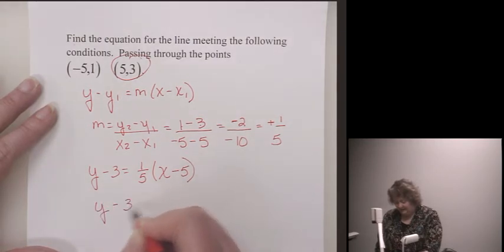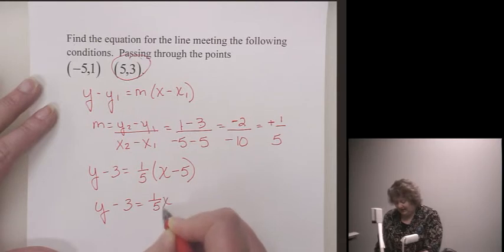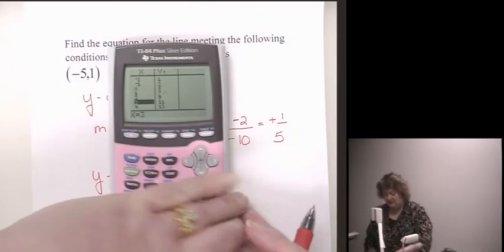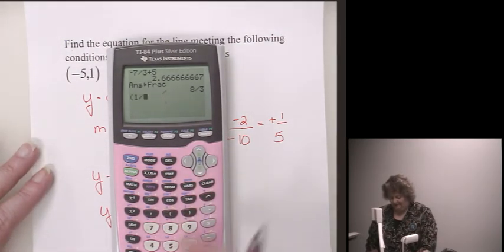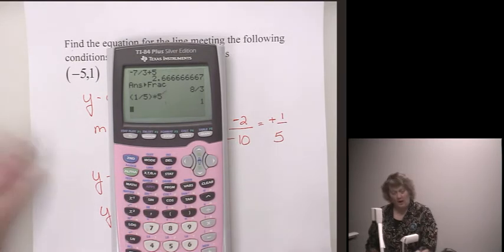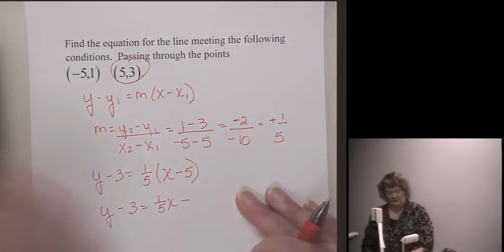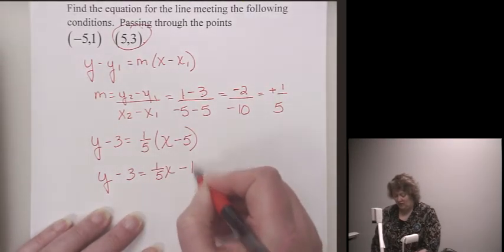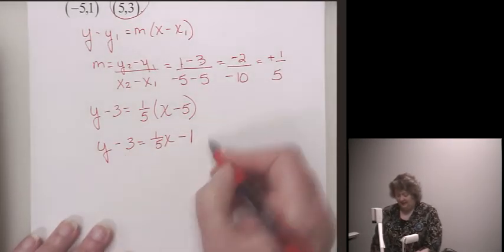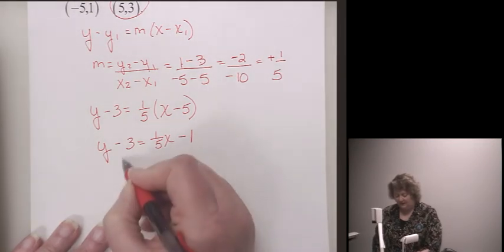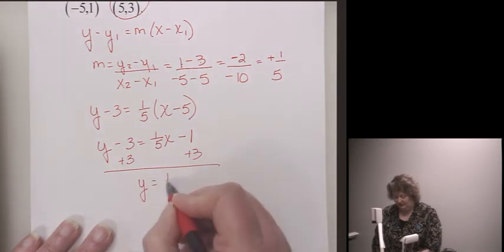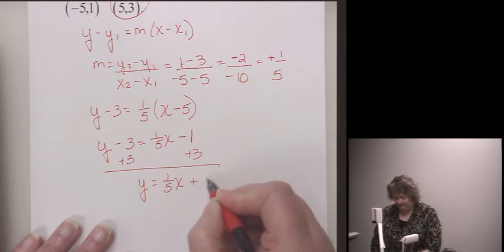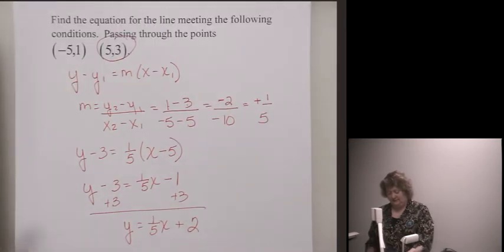Y minus 3 equals 1/5 x minus, and if you need to use your calculator to do this, you can. 1 divided by 5 times 5 is 1. We're just double checking our arithmetic here. So 1/5 times 5 is 1, and it doesn't change the sign. And then if you're using the other formula, your plus 3 will already be there. Otherwise, we're putting our plus 3 when we do it here at the end. Negative 1 plus 3 is plus 2.